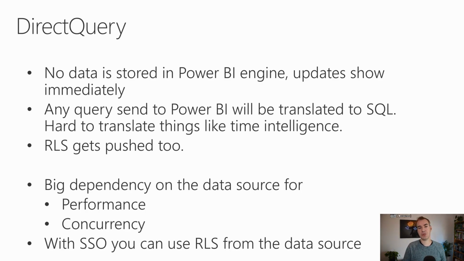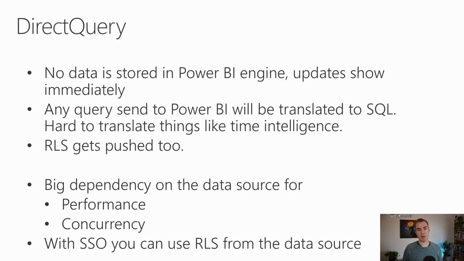Row-level security gets pushed too. So let's say you say, I want only people to see the data from region East through row-level security, then East gets injected on the query and being sent to the underlying data source. Now, all of this works, but there's a big dependency on the data source for performance and concurrency.